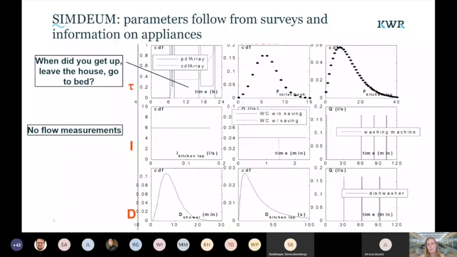So there are surveys on people's diurnal patterns. When do they get out of bed, leave the house, and then return home and go to bed? And typically, because people are so predictable, it's very easy to say that after they get up, they'll take a shower, flush the toilet, make a cup of coffee, and things like that. So we know how to align people's behavior with people's water use or water demand.